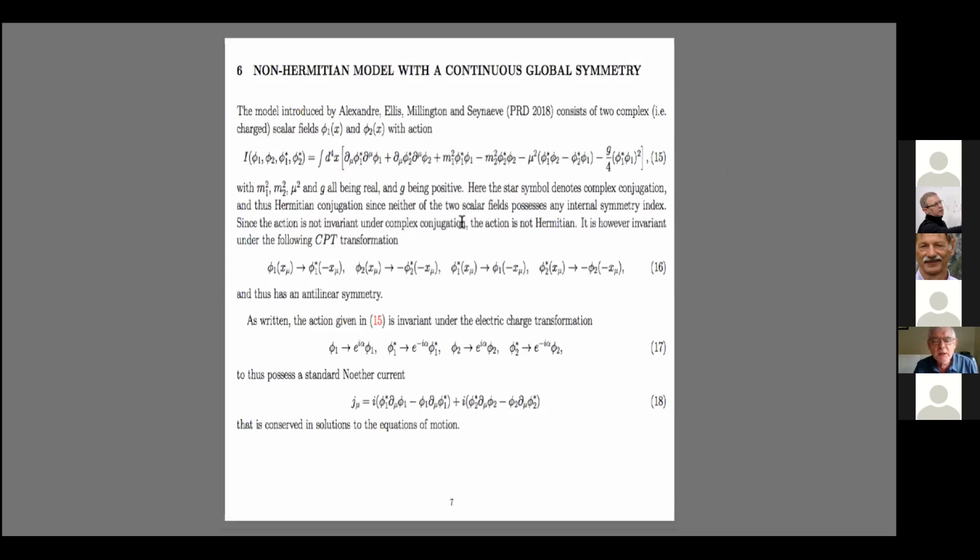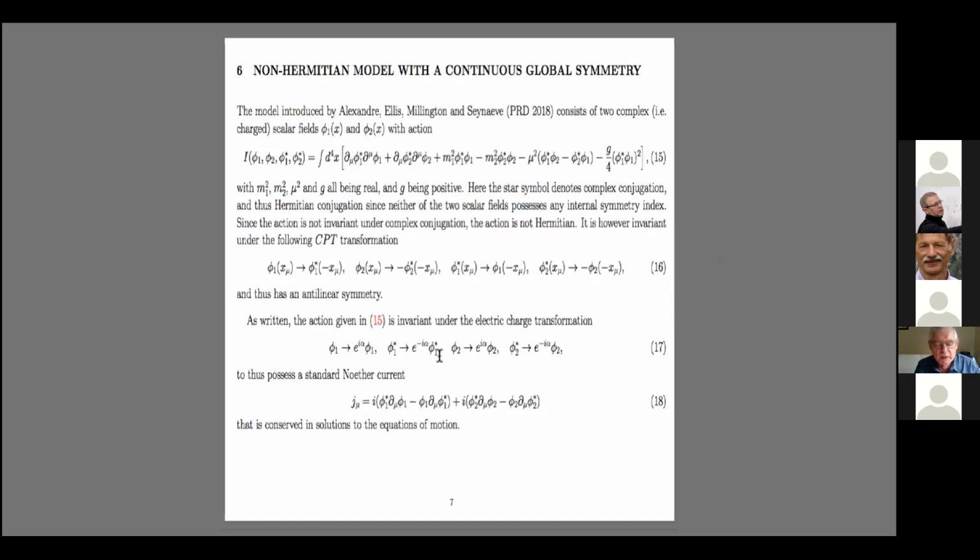The action is not invariant under complex conjugation, so it's not Hermitian. But it is invariant under the following CPT transformation, and thus it does have an anti-linear symmetry. And therefore, we know ahead of time that the mass matrix must either give us real energies, complex conjugate pairs, or possibly an exceptional point. And we'll see that all three of them occur.